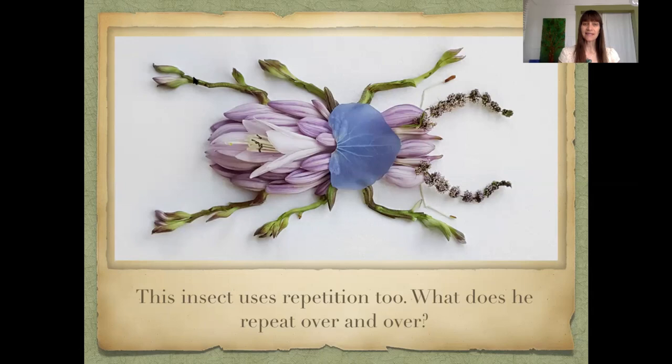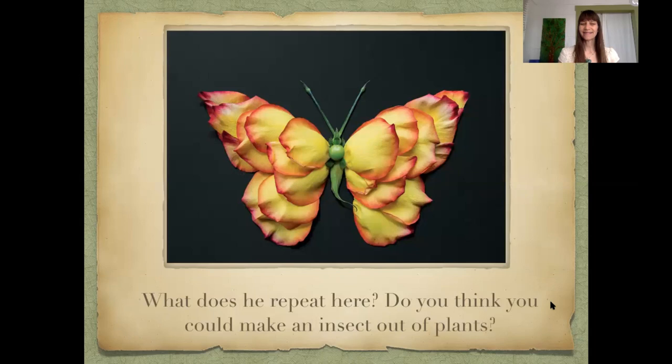It's quite beautiful. Look at this butterfly he made. What does he repeat here? Lots of flower petals over and over again. Do you think you can make an insect out of plants? You might have to try later on today. Look, he even used the flower stems to make the body. He's so creative.